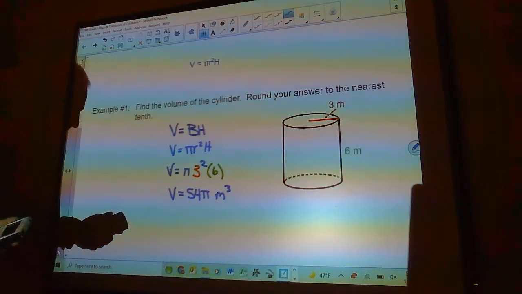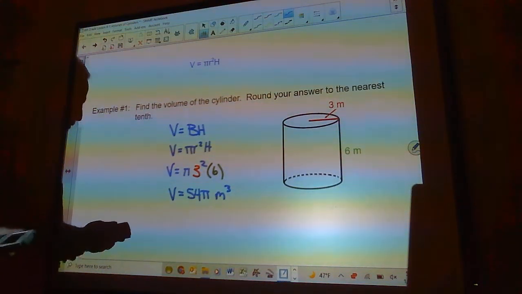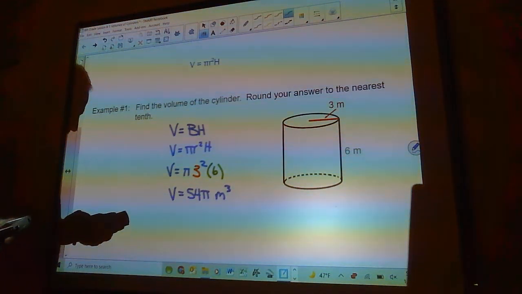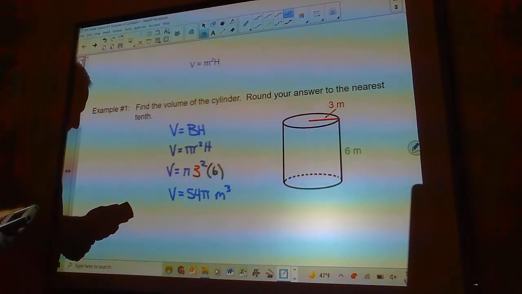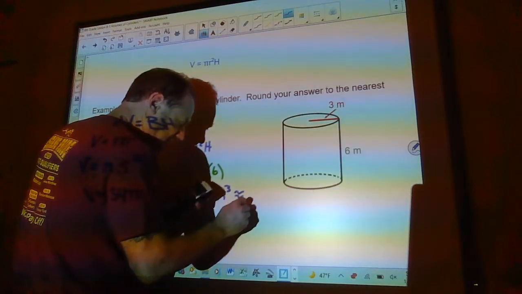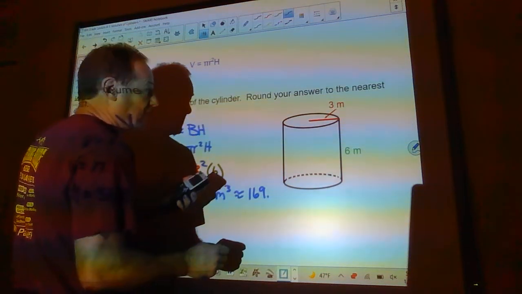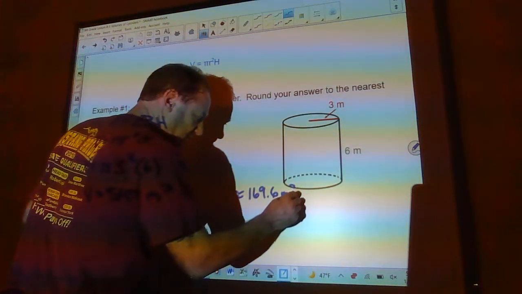So what I'm going to do is get out my handy dandy TI-84 Plus C Silver Edition graphing calculator, or some reasonable facsimile thereof. And I'm going to go ahead and put in 54 pi. So my pi key is right above my power key here, and I hit enter, and it tells me that's approximately 169.646, so we'll round it to the tenth, that's 169.6, and that's cubic meters.